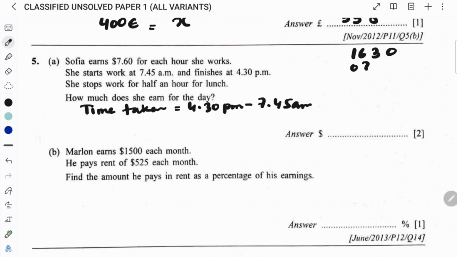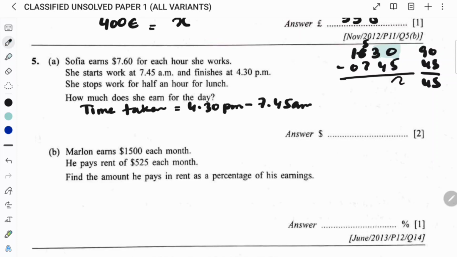Okay, and 7:45. How do we subtract in time questions? We borrow 1 hour. It means that we are borrowing 60 minutes. It will become 5, but this 30 will become 30 plus 60, which is 90. Whenever you borrow 1 hour, the 30 plus 60 will become 90, and then you subtract 90 and 45, you know that 45 is left.